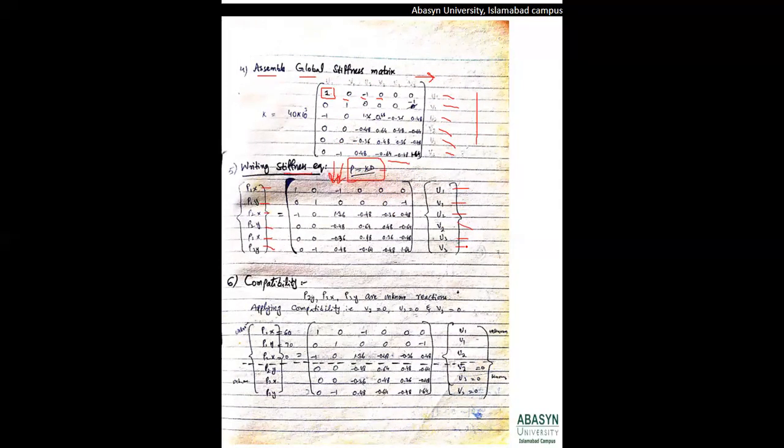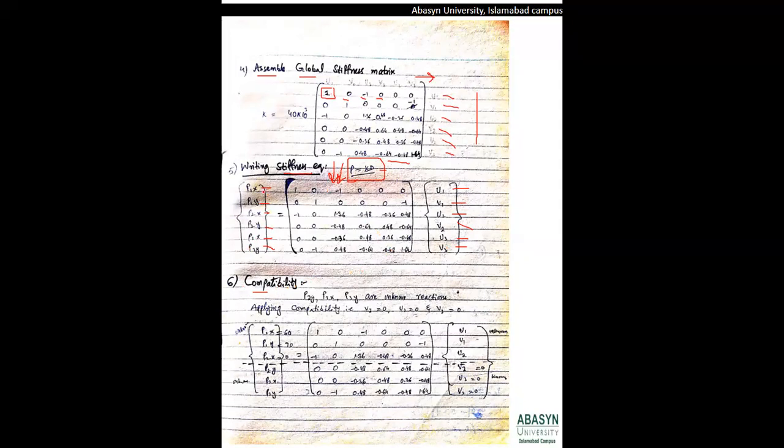In the next step, once we have written these stiffness equations, we are going to apply the compatibility. Compatibility means we need to identify where we have the known values and where we have the unknown values.